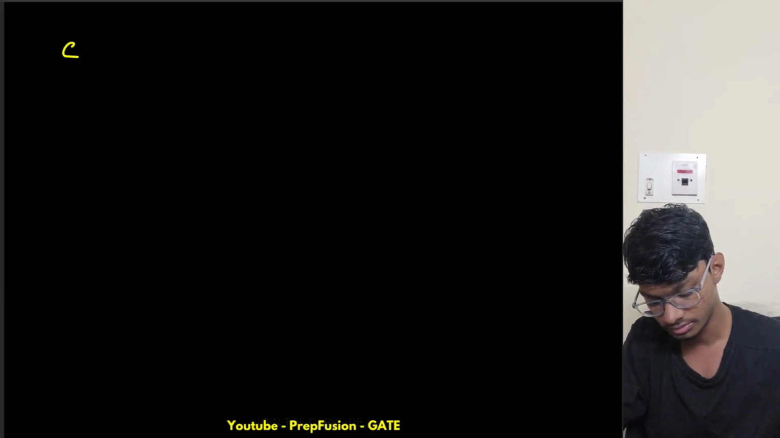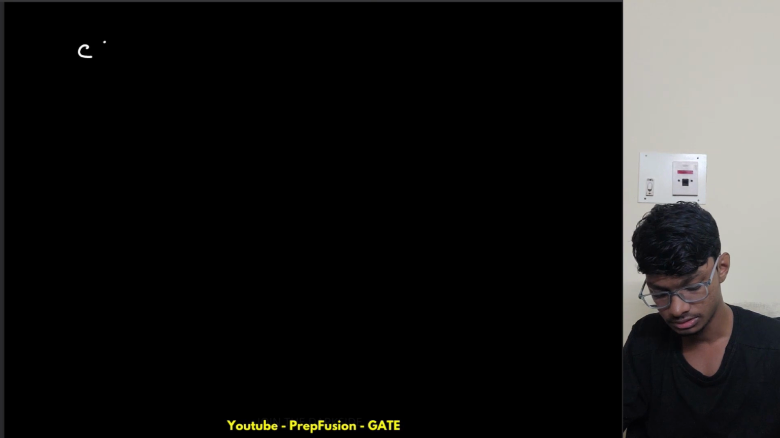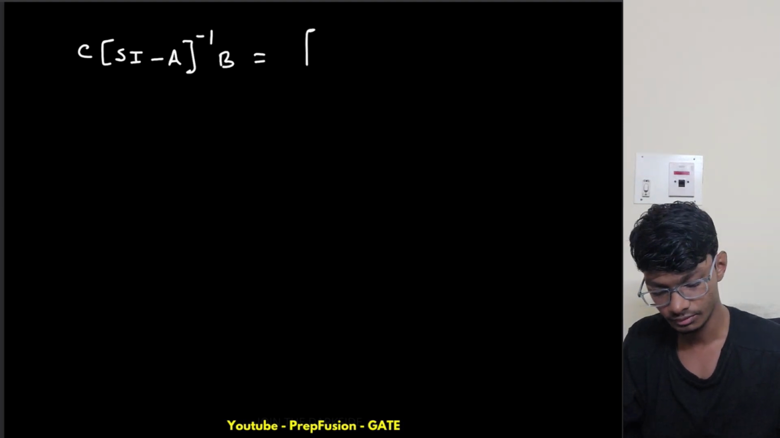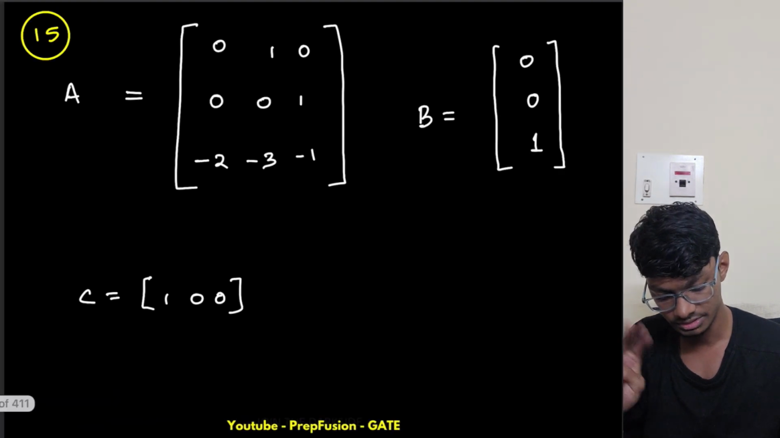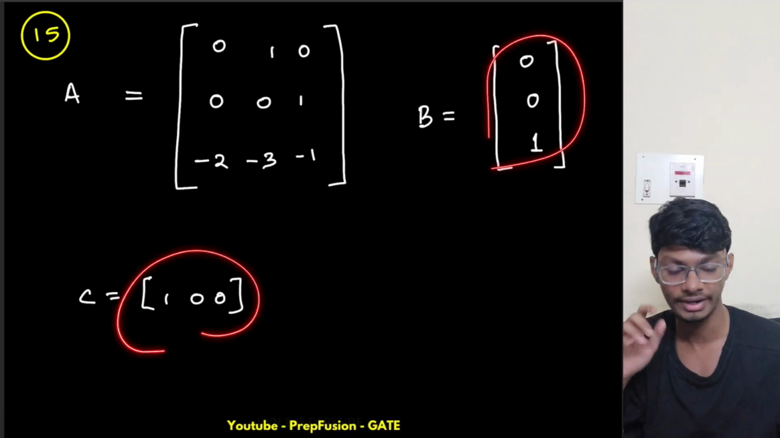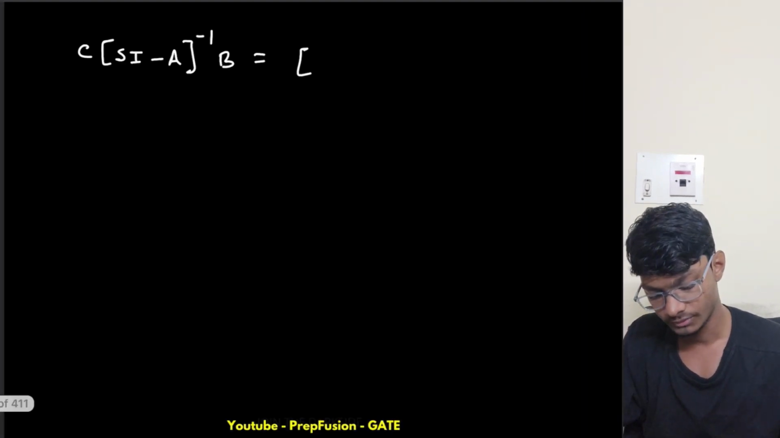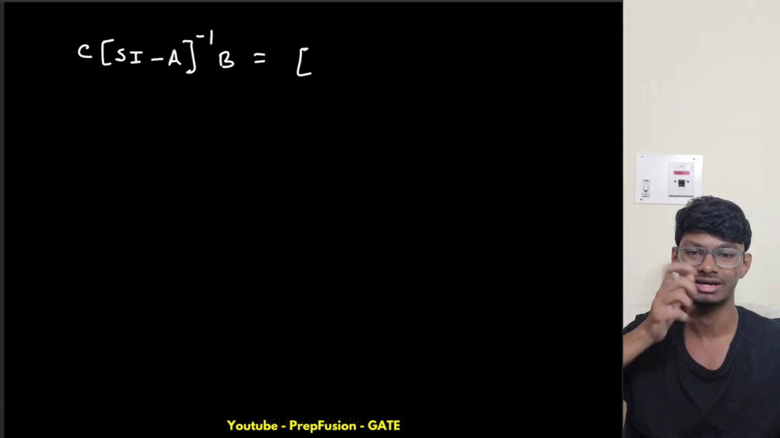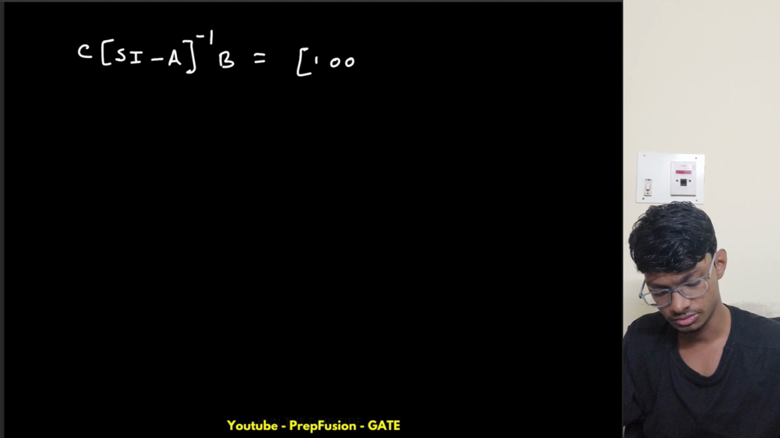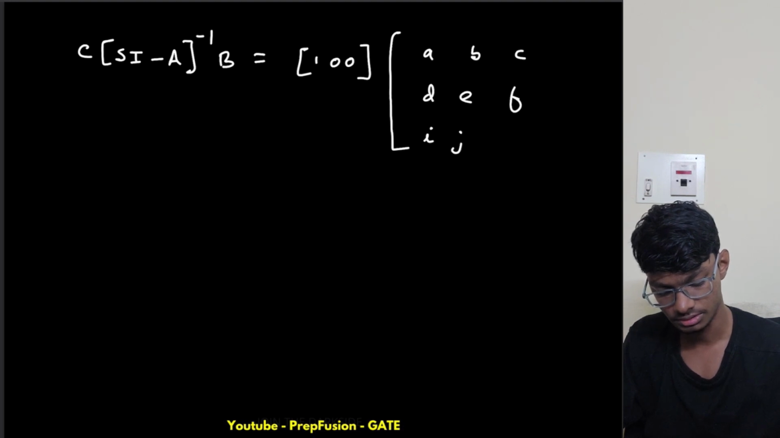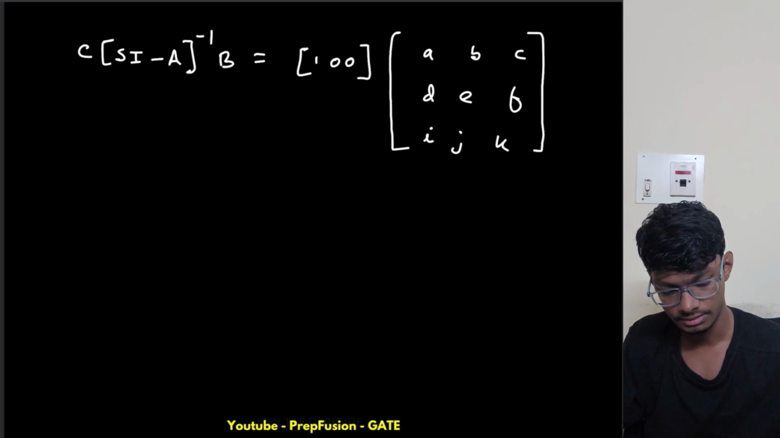So what do I have to do? I have to compute C (sI minus A) inverse times B. What is C? C is 1 0 0. When these types of matrices come, with 0 0 and only 1, always use this method, because many terms get cancelled and you only have to calculate 1 or 2 elements. So 1 0 0, this is, let's say, A B C D E F I J K, and this is 0 0 1.